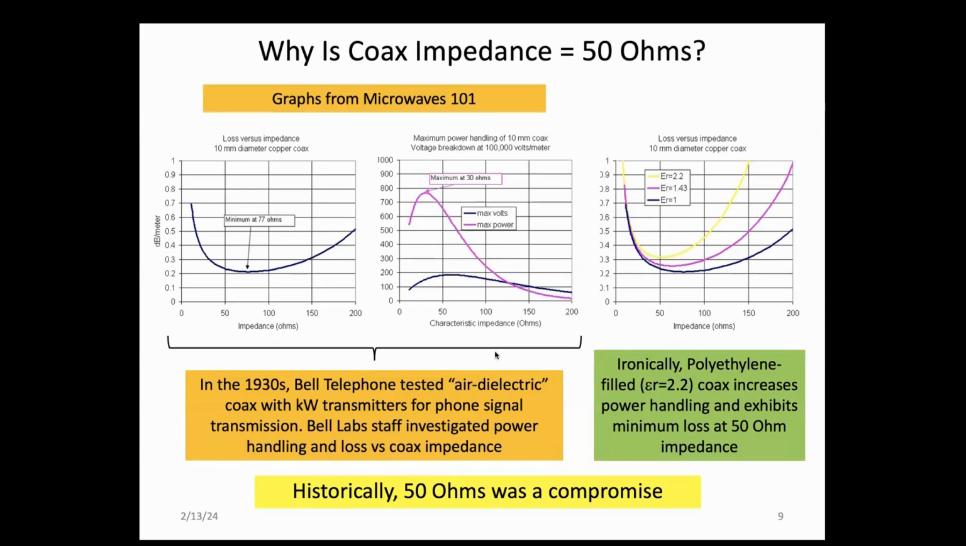Modern coax is filled primarily with polyethylene, which has a relative dielectric constant of 2.2. And it just so happens, serendipity, that the minimum loss is at about 50 ohms. So 50 ohms is a good choice and is used as a standard coax impedance in network analyzers and all kinds of stuff.